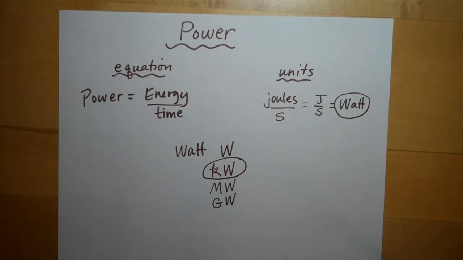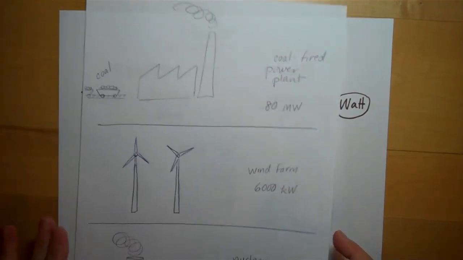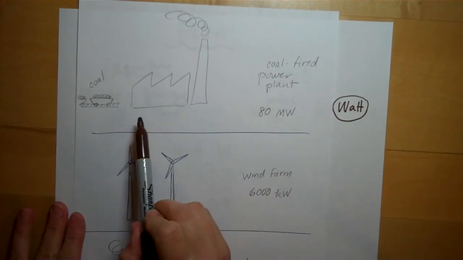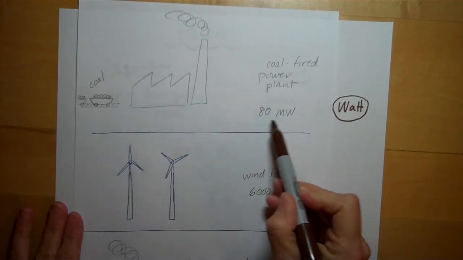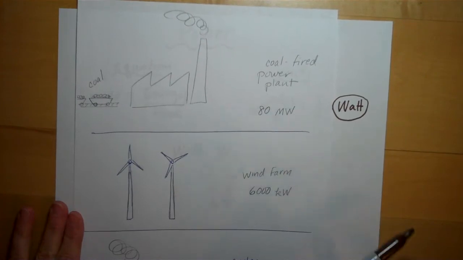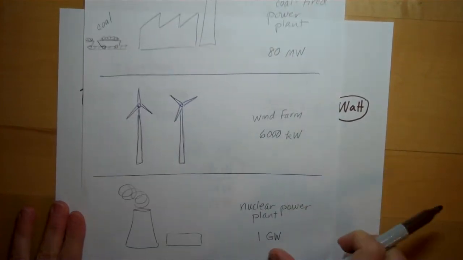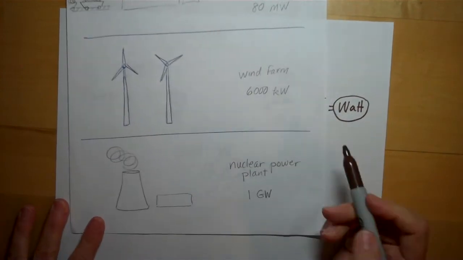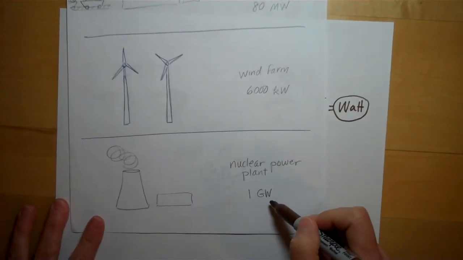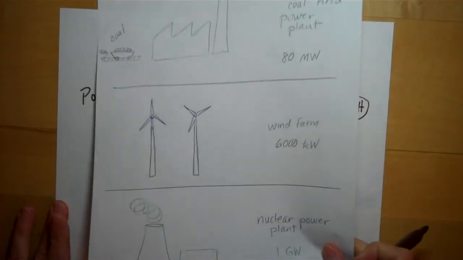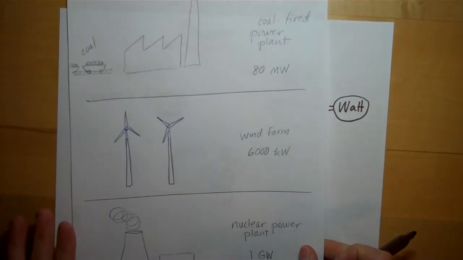So here's some examples. You can see a big coal-fired power plant might produce 80 megawatts of power. A small little wind farm may be 6,000 kilowatts of power. A big nuclear power plant may be a whole gigawatt of power. So that's the power they're capable of generating or producing.